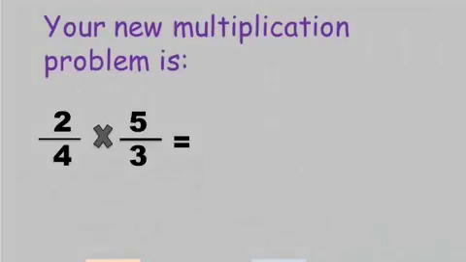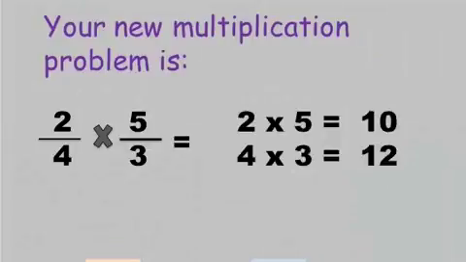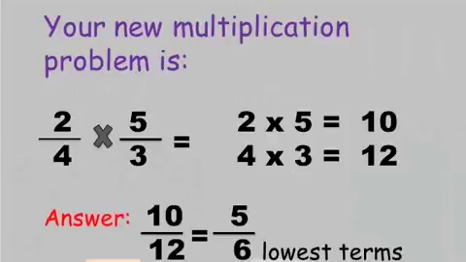So our new multiplication problem after we flip that second term is 2/4 times 5/3. So remember, we're going to go straight across. 2 times 5 is 10. 4 times 3 is 12. So our new answer is 10/12.